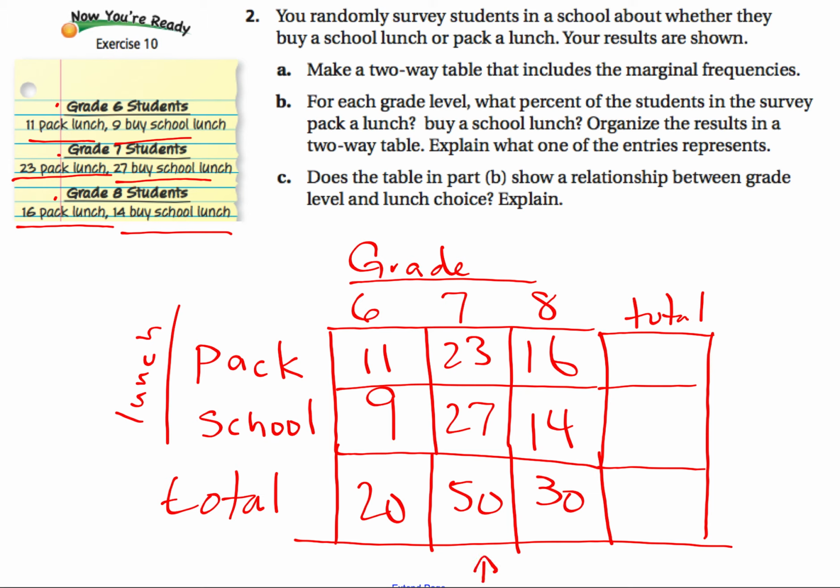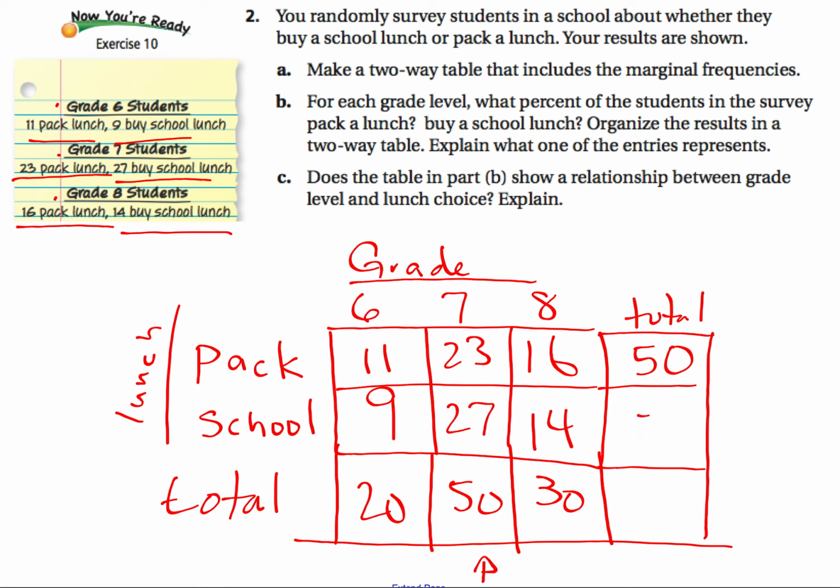For some reason, they surveyed a lot more 7th grade students than the others, as many 7th grade students as total for 6th and 8th. Maybe the survey was conducted by a 7th grade student. Anyway, doing the totals across, 11 and 23 make 34, and 16 more make 50. 9 and 27 make 36, and 14 more make 50. Looks like 100 students were surveyed.